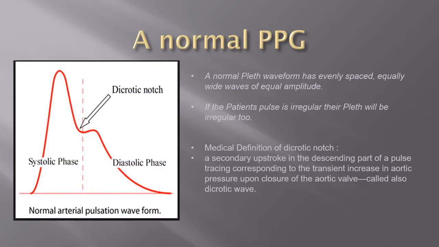A normal Pleth waveform presents as evenly spaced, equally wide waves of equal amplitude. As you'll see in further slides, if the patient's pulse is irregular, the Pleth will be irregular too. One thing to note is that the Pleth waveform has a dicrotic notch, which is a secondary upstroke in the descending part of a pulse, corresponding to the increase in aortic pressure upon closure of the aortic valve. Note that not all patients will have this depending on their cardiac function.